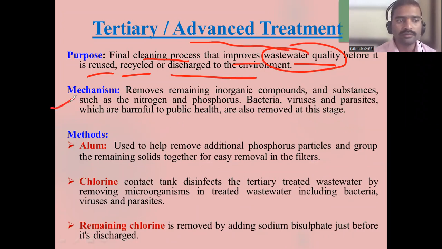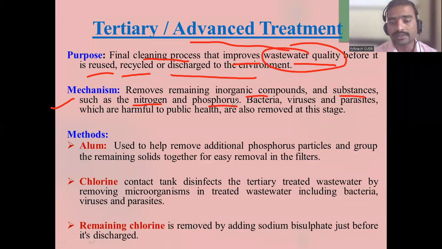So there are mechanisms. It removes remaining inorganic compounds. Some amount of organic and inorganic matter is removed. If there are excess inorganic compounds, they will be removed, along with substances like nitrogen and phosphorus.